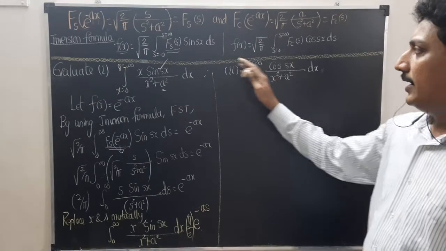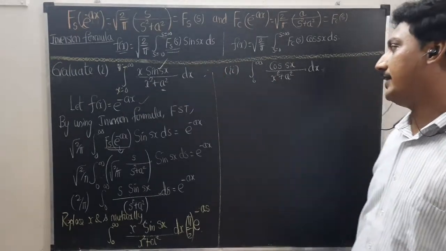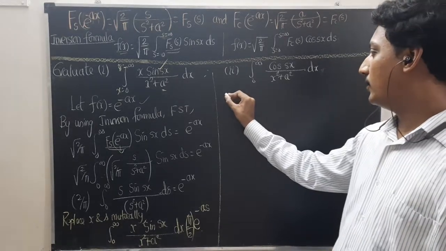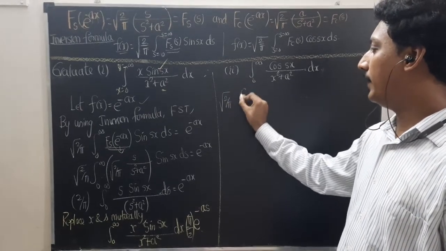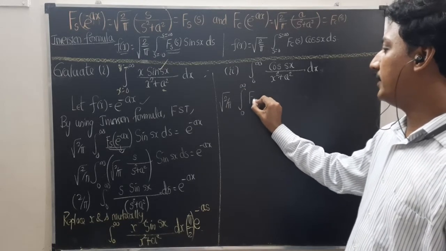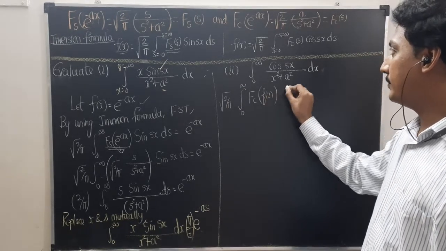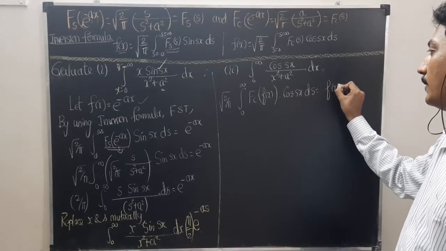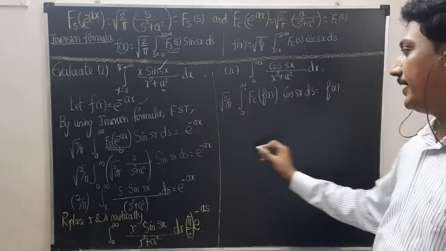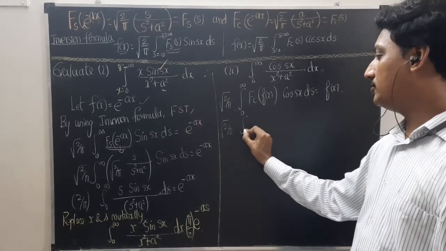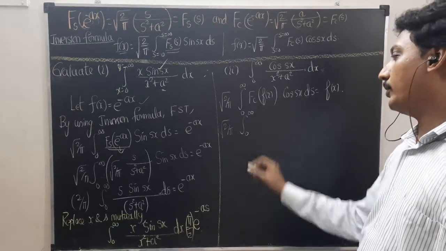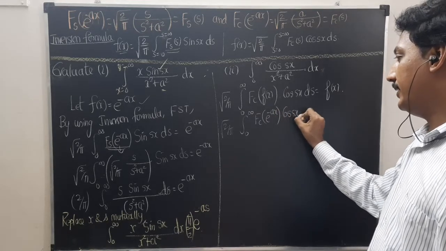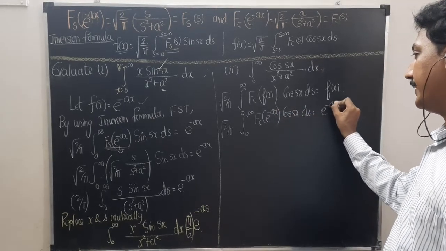Cos sx. The same concept: taking f of x as e to the power minus ax, using the inversion formula for the cosine transform, we'll get the answer. The left hand side is root 2 by pi integral 0 to infinity of the cosine transform of f of x into cos sx ds, which is equal to f of x. I'm going to consider f of x the same, e power minus ax.